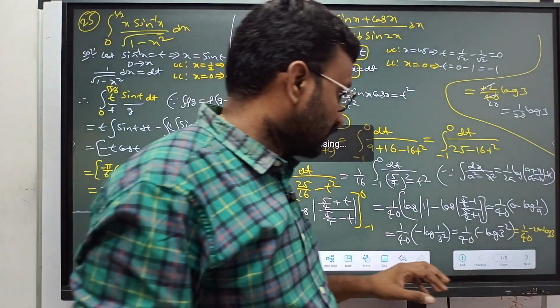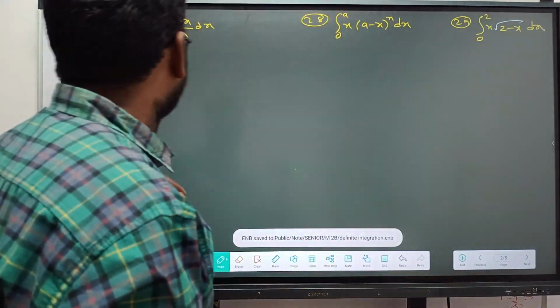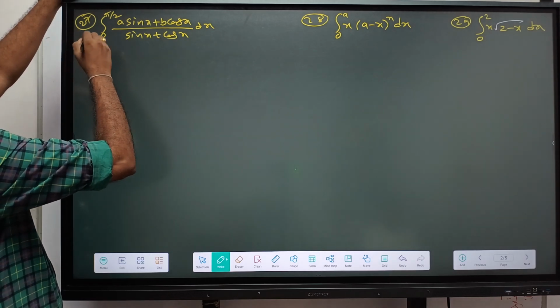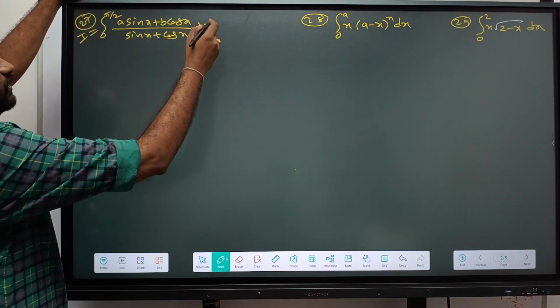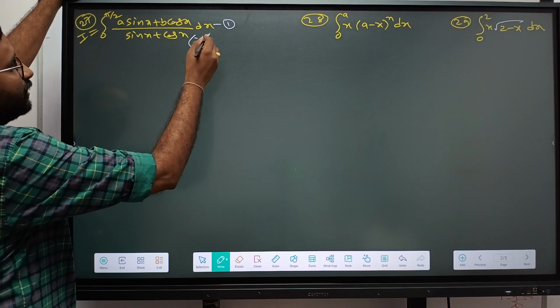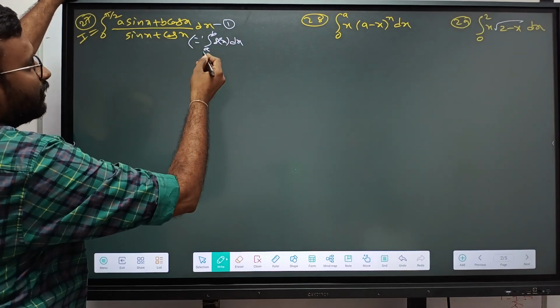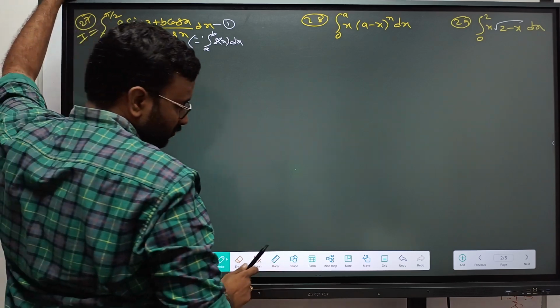Okay, understand? Next, see, (a sin x plus b cos x) by (sin x plus cos x), let this be equal to I. Go with the property, equation number 1. The property is integral a to b f of x dx, or 0 to a f of x dx also, no problem.